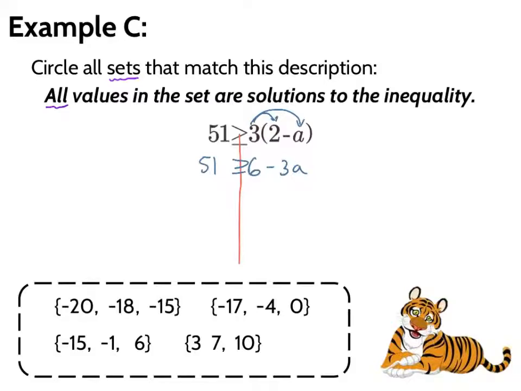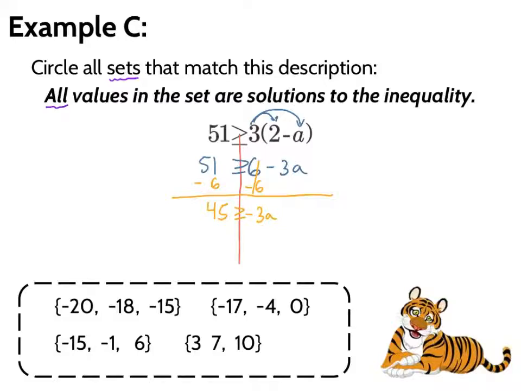The next thing I'm going to do is subtract 6 from both sides because that is a constant. The inverse operation of positive 6 is negative 6. These are going to cancel, bring down my negative 3a. 51 minus 6 is 45, and I did not multiply or divide by a negative, so my sign is going to stay the same for now.